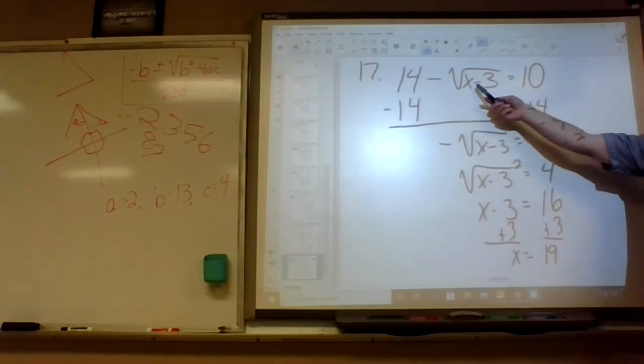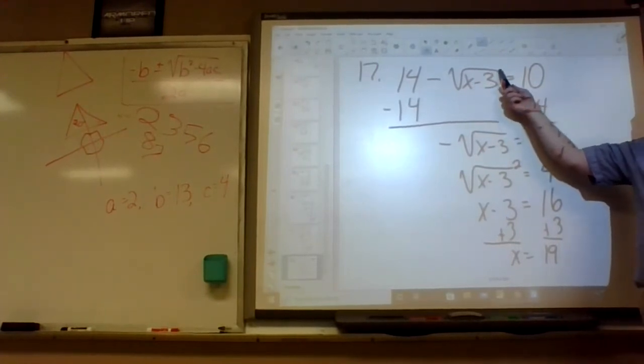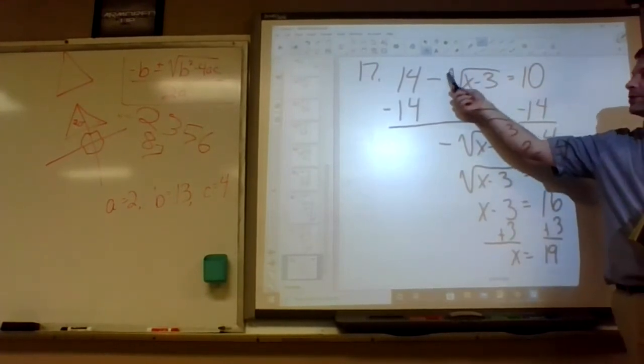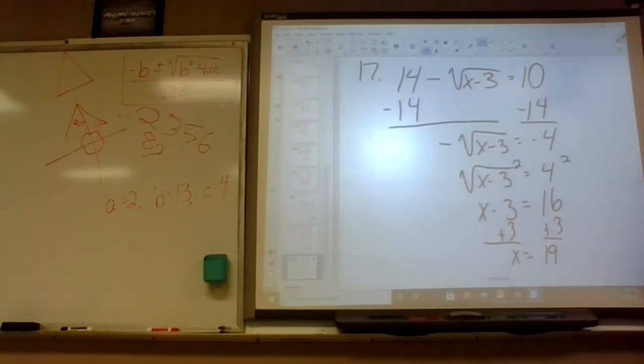What did I do first? Plug 19 back in. 19 minus 3 is 16. So yes, the square root of 16 is 4. 14 minus 4 is 10. Let's go, ninja.